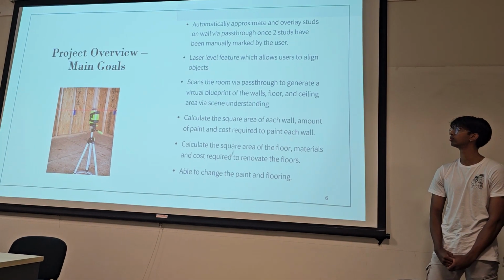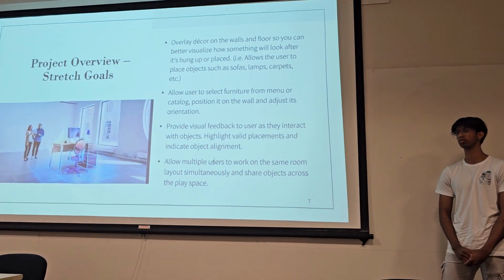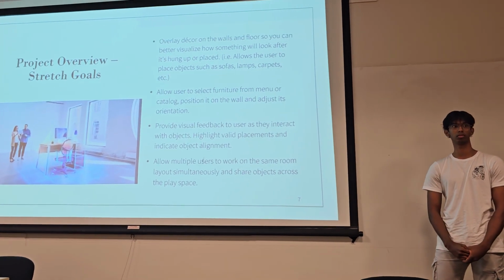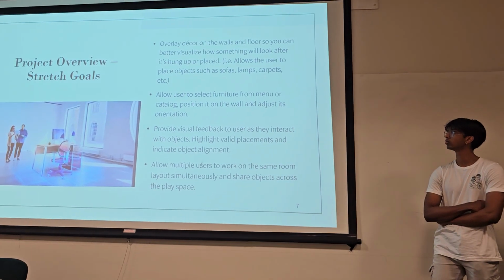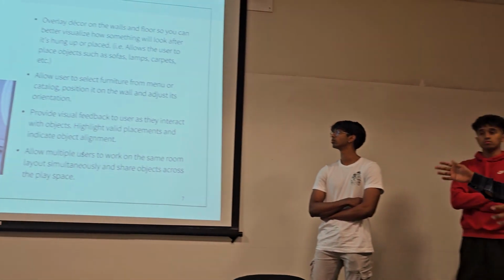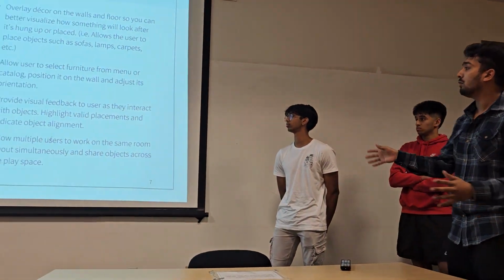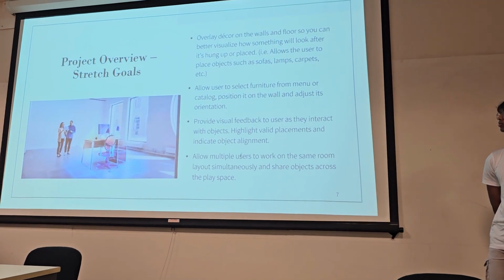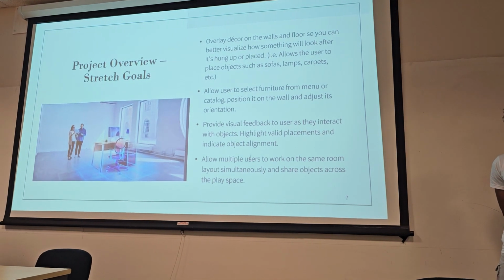And yeah, our strategy will overlay decor on the walls and floors. So we don't want to start off with furniture, just being able to put paintings and everything on the wall. But if we can, we want to add it later on, and maybe customize the kind of sofa you want to put next to your wall or wherever you want to put it. Allow users to select furniture from a menu or catalog, position it to the wall, and adjust its orientation.